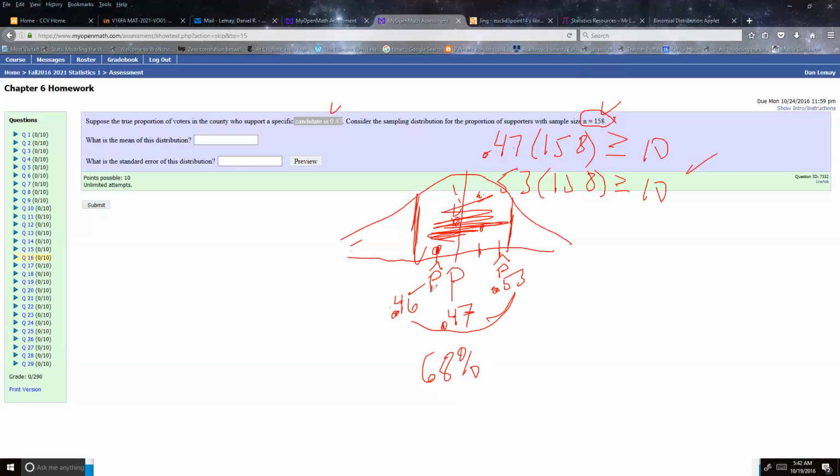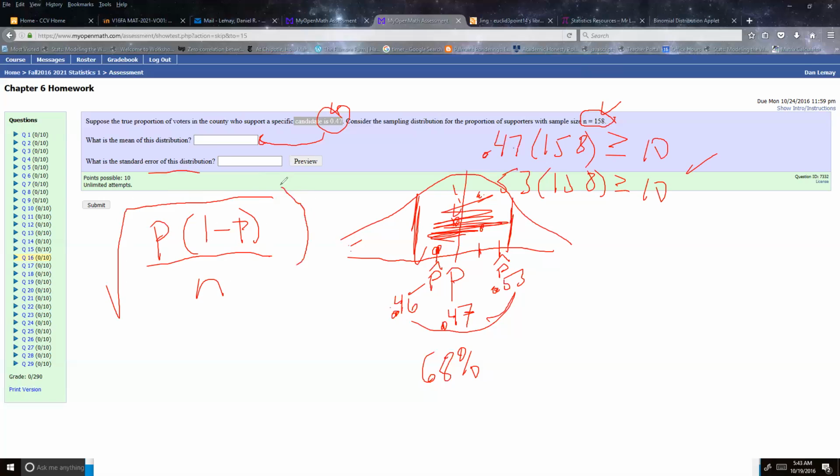So how do I get this answer? Well, the mean is always going to be what the population mean is. That's true for sample means and population means and everything in proportions. To get the standard deviation, the standard error, what you do is you take your P, or your population proportion, if you know it. Otherwise, you use your sample proportion. You multiply that by 1 minus that proportion, divide it by the size of the sample, and then take the square root. So this is how you get the standard deviation, or the standard error, for a distribution of proportions.